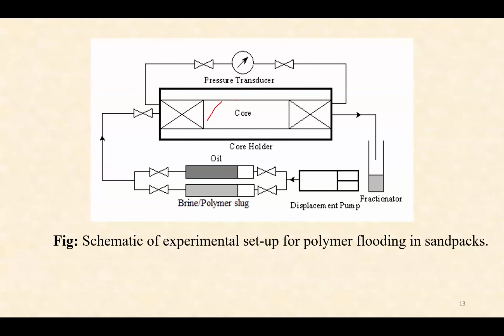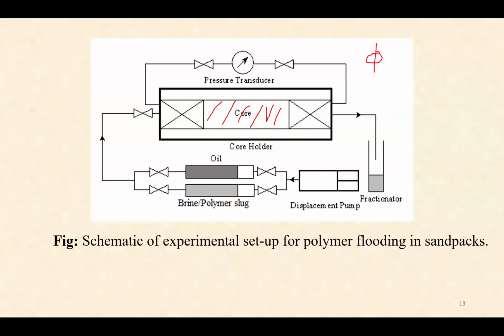So the core is taken here. Then what are the subsequent steps, or stepwise, what are the steps to complete the experiments? First, you have to measure the porosity of the core, that is, you have to measure the phi value. Then after that, you have to saturate the core with the brine.